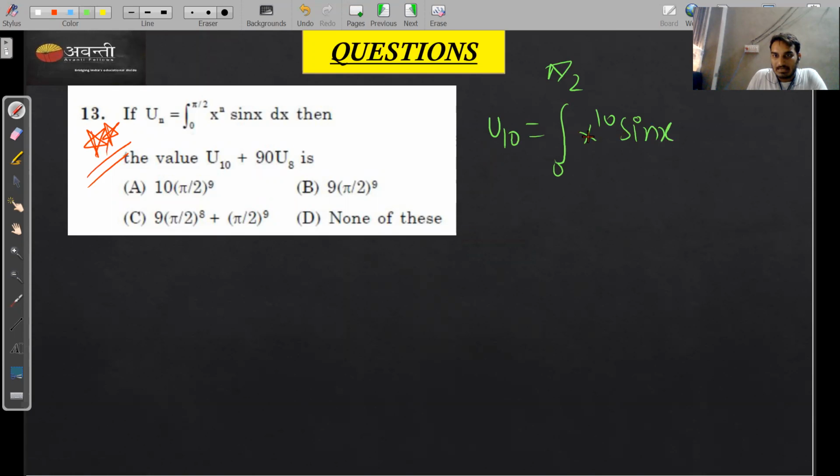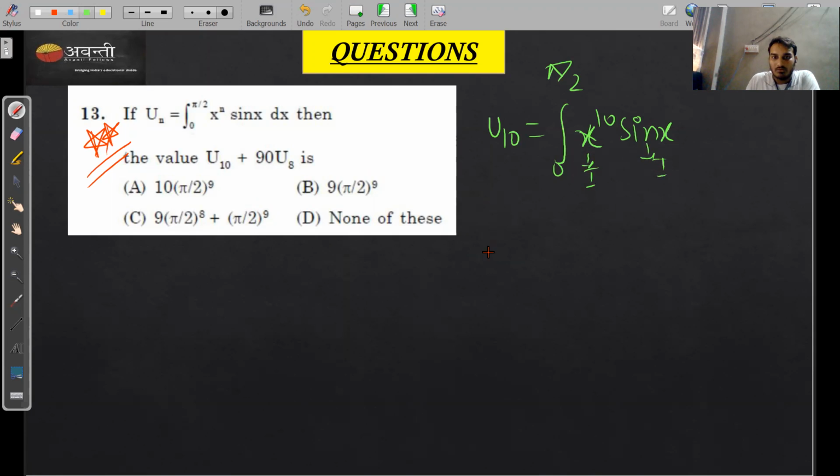See why I'm starting from u10 and not from u8: because I know I have to use integration by parts. After using by parts, the power of x will get reduced, one at a time. So there is a chance that I can get x raised to the power 8. But if you start from u8, then you will get x raised to the power 7, x raised to the power 6, and there is no relation given. So it will become lengthy, and I don't think you can solve this. So start with the bigger number, which is u10. So this is the first function, and this is the second function.